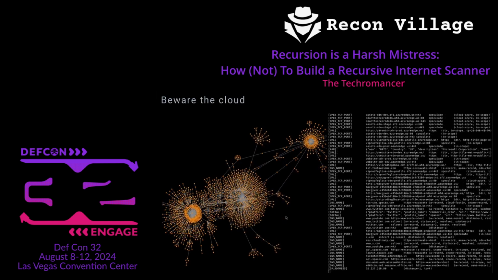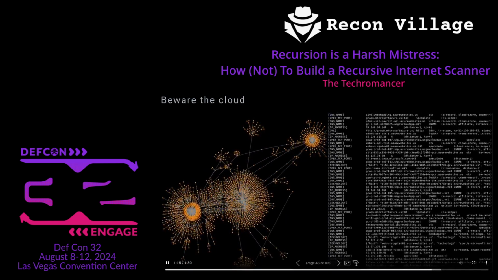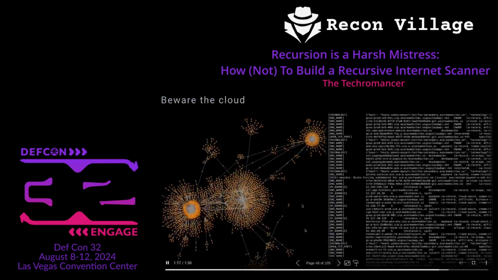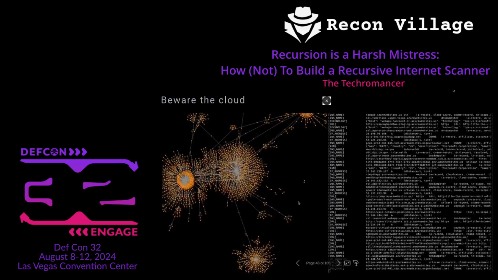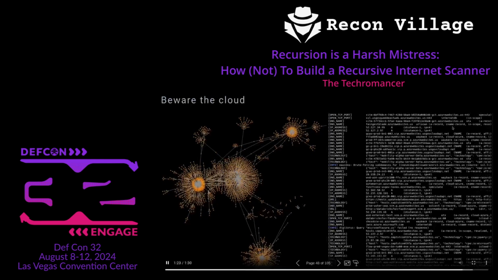So over here, this one over here is azure.us. This one's azure.com. This cluster at the bottom is like microsoft.com. And it's just like going ham. So this is a scan you do not want to leave running for very long.